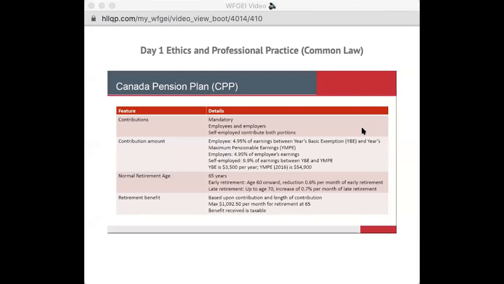YBE, yearly basic exemption, is $3,500 per year. The YMPE is $54,900 for 2016. I believe for 2017, it's a little bit over $55,000. Okay, so the YMPE is indexed basically. The normal retirement age is 65. Okay, that's the normal retirement age.